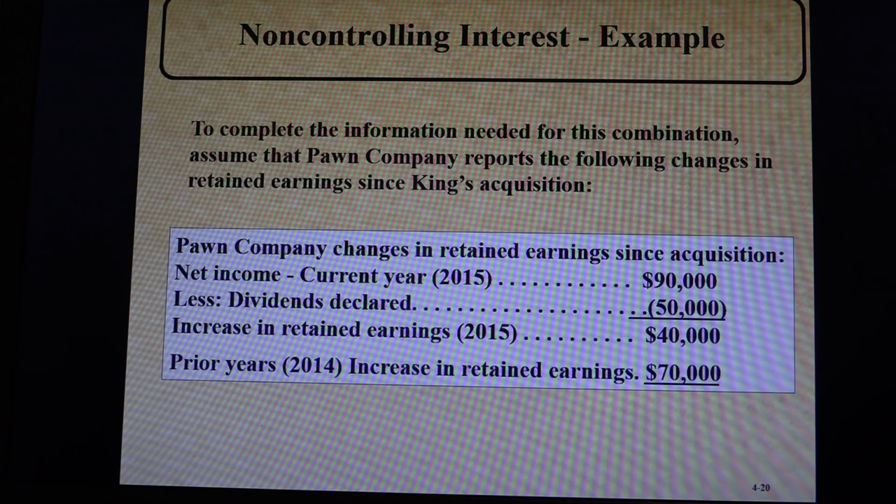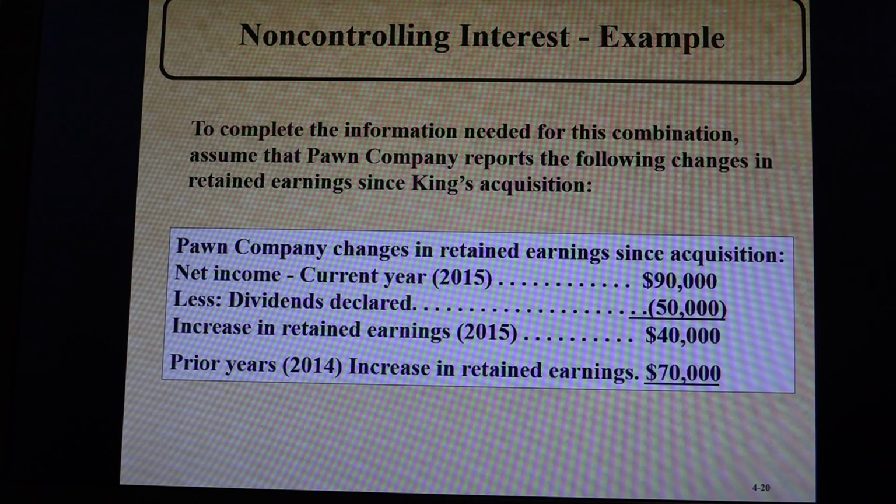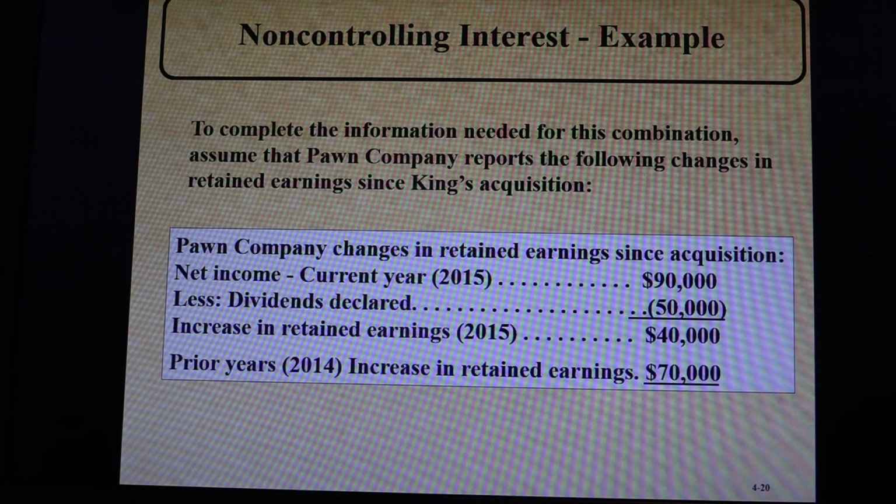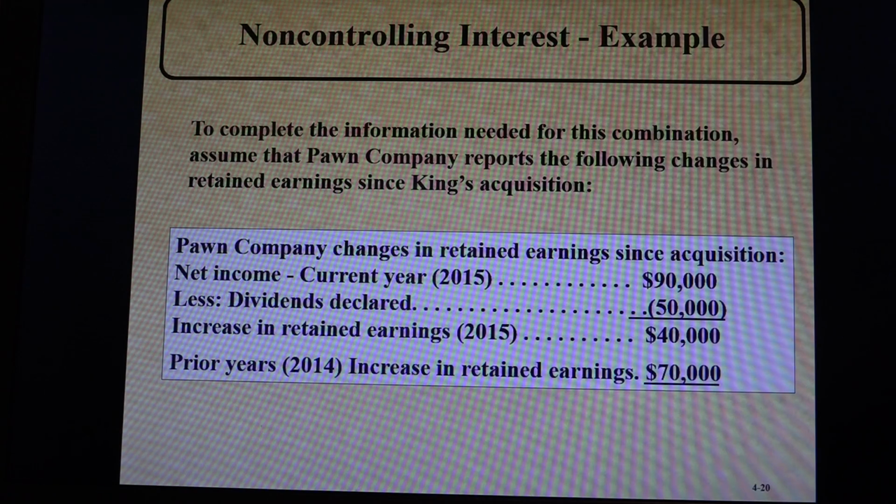In the prior year, 2014, their portion of the increase in retained earnings of Pawn is $56,000, which is 80% of the $70,000, less their portion of the excess amortization expenses, which is 80% times $10,000. So $8,000.